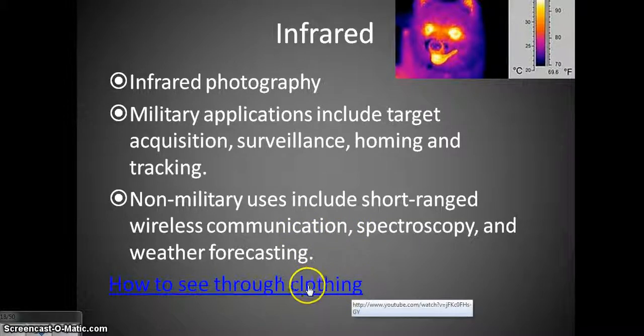The how to see through clothing, if you search for this on YouTube, just put in how to see through clothing. There are some people that have taken cameras and turned them into infrared cameras, and they can use them to sort of see through clothes. It's a pretty silly video. I'm not going to go through it right now.